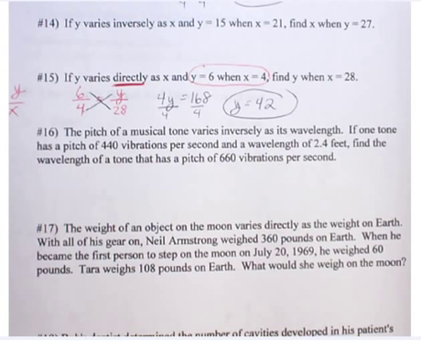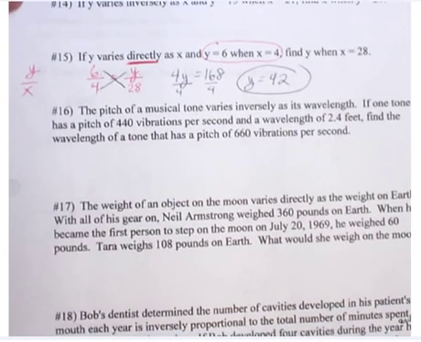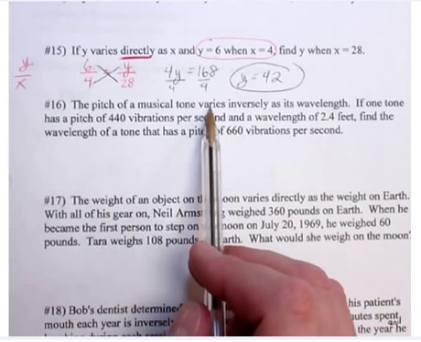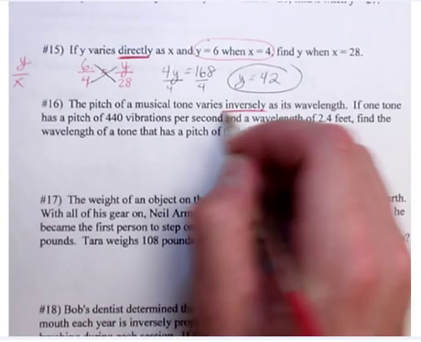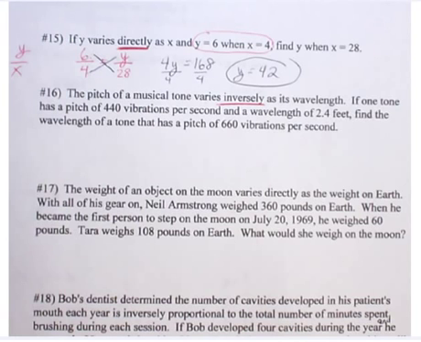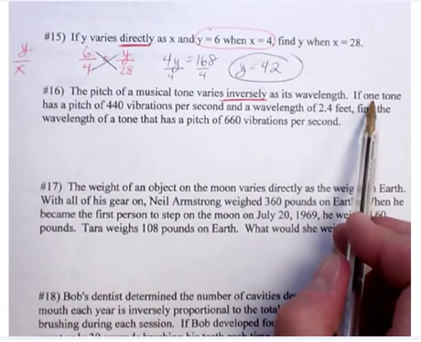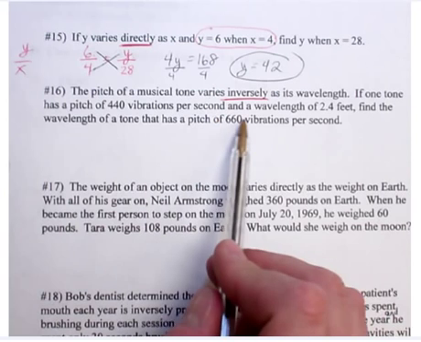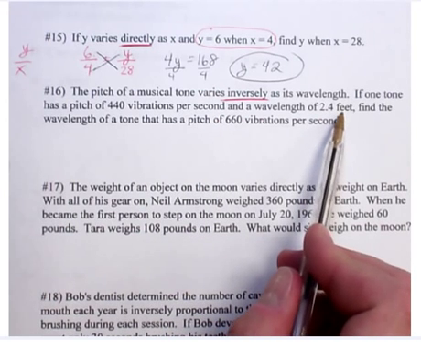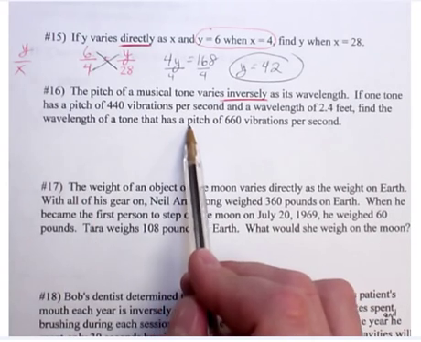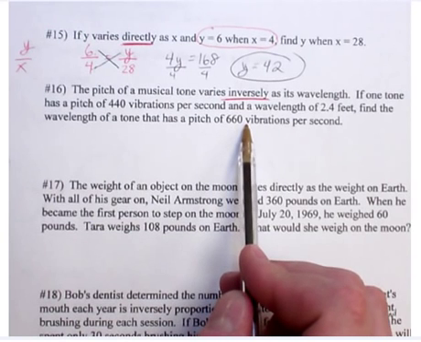All right, let's do one more problem here, and then I'll let you finish these. Let's look at 16. The pitch of a musical tone varies inversely as its wavelength. That's real important. That tells you how to do the problem. If one tone has a pitch of 440 vibrations per second and a wavelength of 2.4 feet, find the wavelength of a tone that has a pitch of 660 vibrations per second.